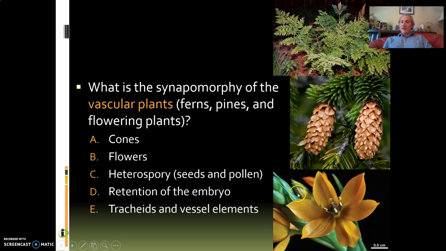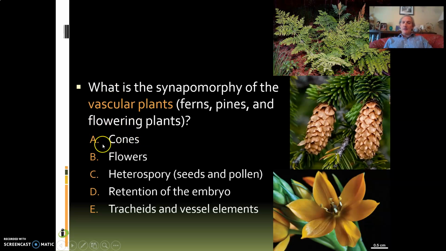So here are some plants. We've got a fern, a gymnosperm, angiosperm, and they're all vascular plants. So what is the synapomorphy that they all share as vascular plants? Again, pause your computer. The answer here is, well, you'd think vascular tissue, and so E is the answer. Tracheids and vessel elements, these specific types of cells that move, in this case, mostly water, through the wood of the plant, from the roots up through the top. So the vascular tissue, and specifically these kinds of cells, are the synapomorphies.